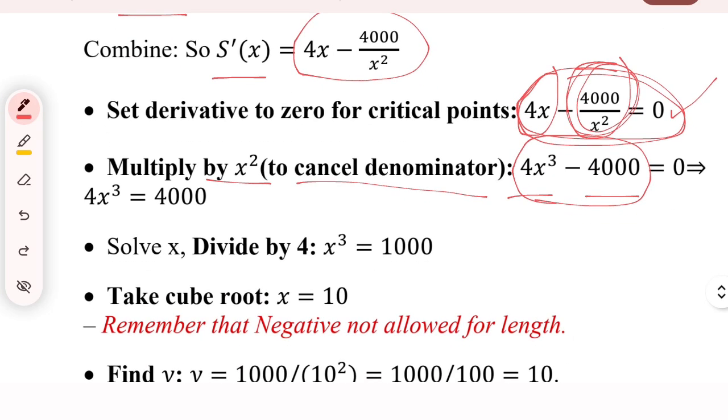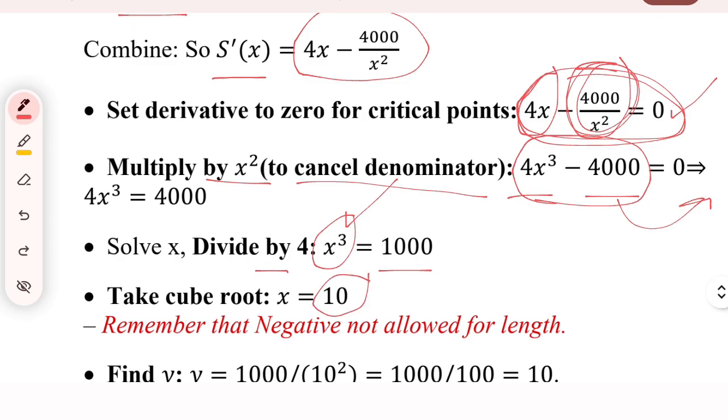So what we will do next, remember we need to solve for x. So we will divide it by 4. When we divide it by 4, it would be x cubed. You can transfer the constant to the other side. Divided by 4, it would be 1,000. And since it is x cubed, we will take the cube root to solve for x. And the cube root of 1,000 is 10.